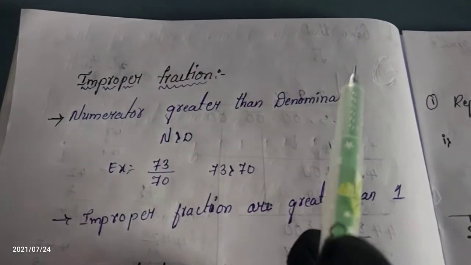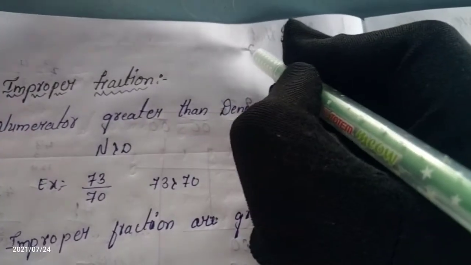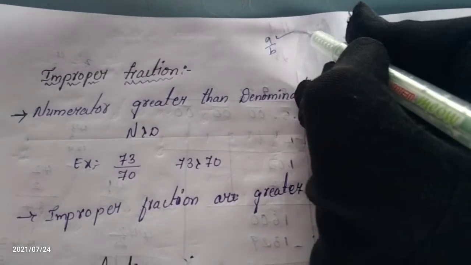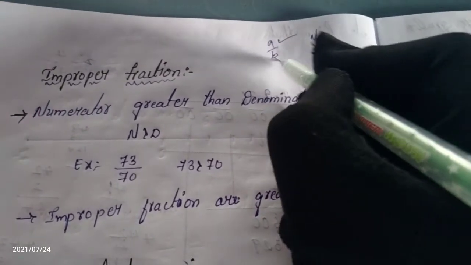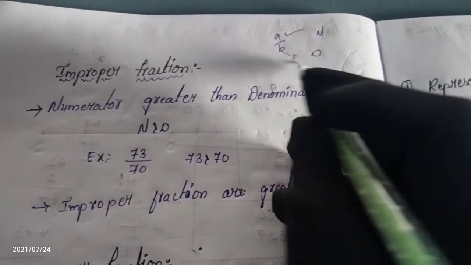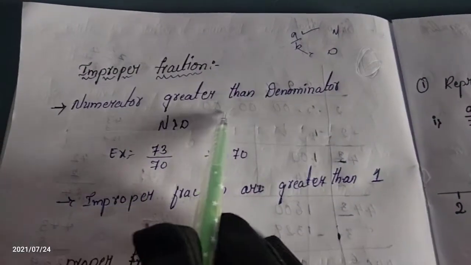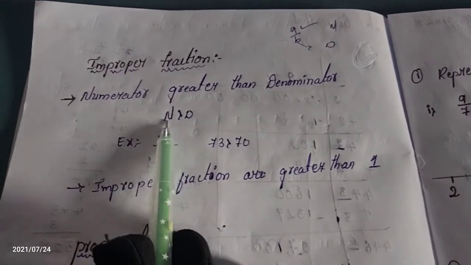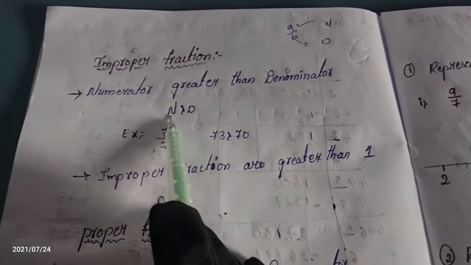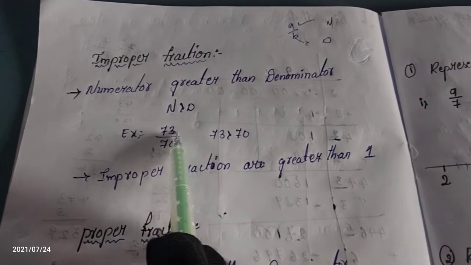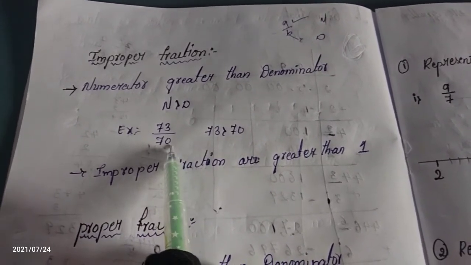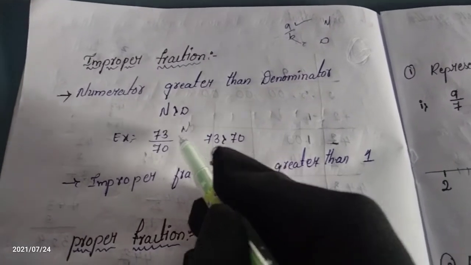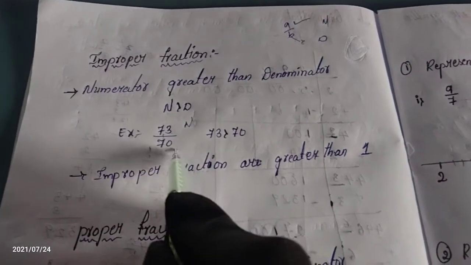What is the numerator and what is the denominator? I am taking a by b. Here a is the numerator and b is the denominator. An improper fraction is one where the numerator is greater than the denominator. Here I am taking the example 73 by 70. Which one is greater? The numerator is greater, because it is 73 and the denominator is 70.